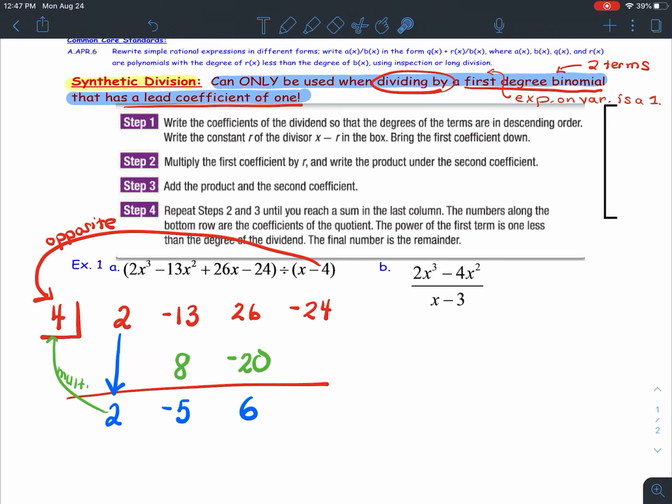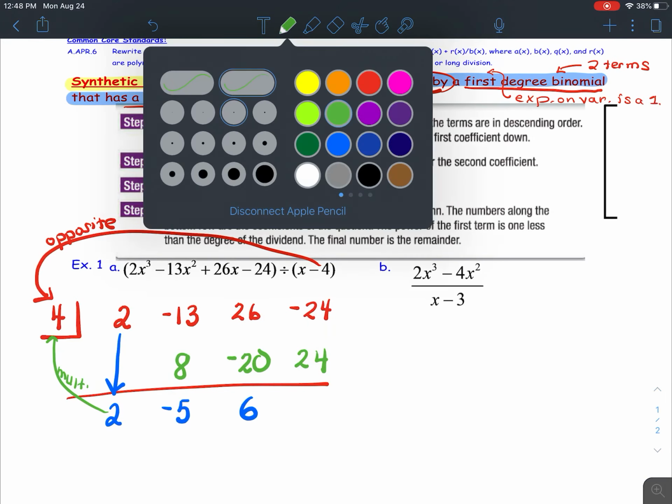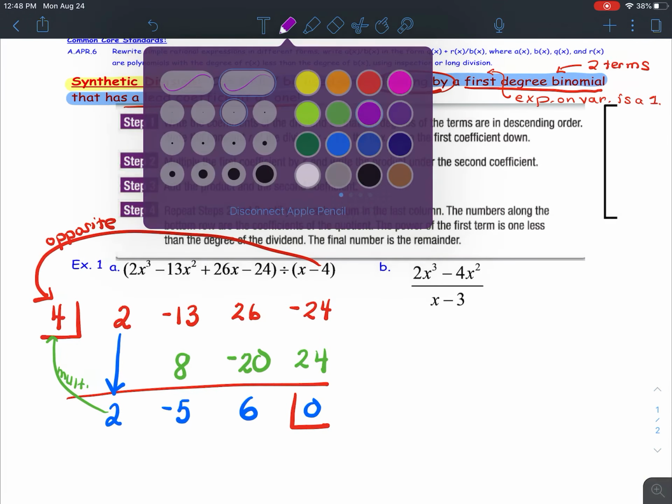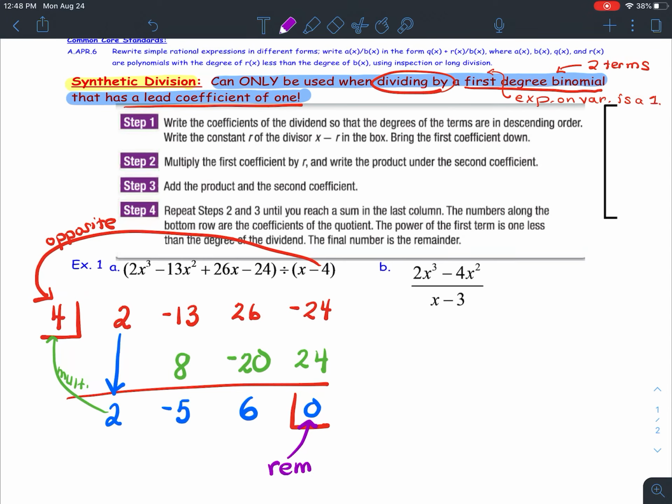You simply add positive 26 minus 20, you get 6, and now this 6 gets multiplied times that 4 and gets placed underneath the negative 24. Okay. When you add the very last column together, and you can see in this example, these are going to add together to be a 0. What you're going to do is box off that very last answer from that last column. That number represents what your remainder is in this problem. So in this particular example, there is no remainder.